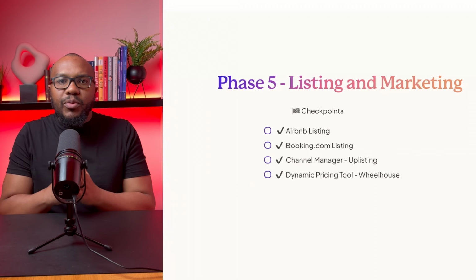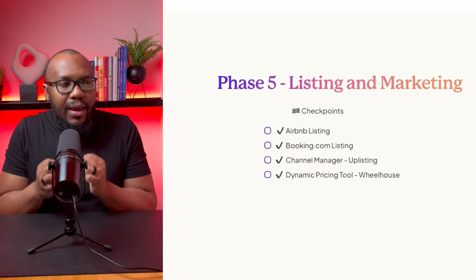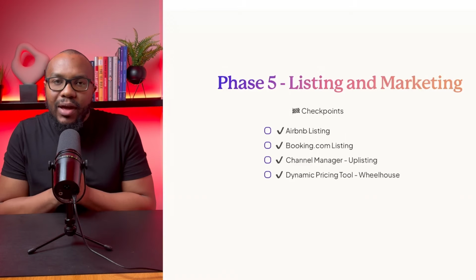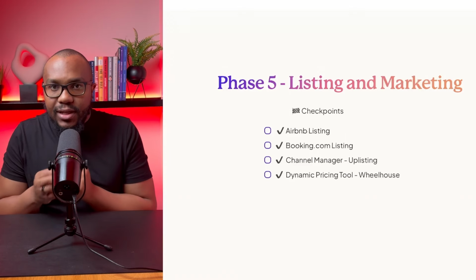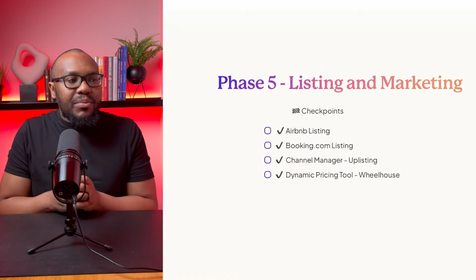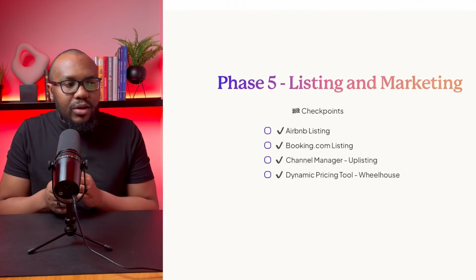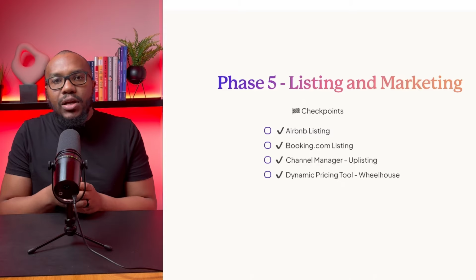So here are the checkpoints we're going to go through. Airbnb listing, Booking.com listing, channel manager, which is Hostaway, that's the one I use, and a dynamic pricing tool, which is Wheelhouse, that's the one I use. So Wheelhouse, you're familiar with Wheelhouse from the market research website.